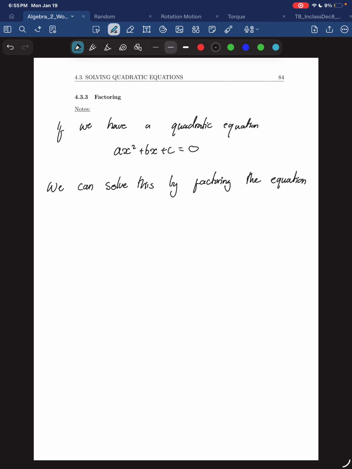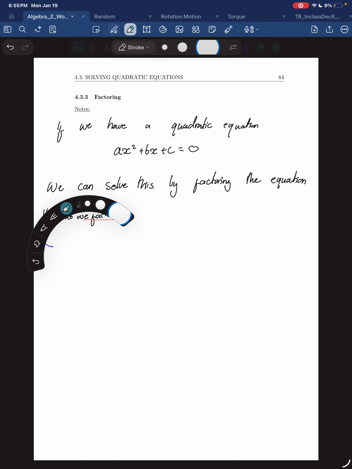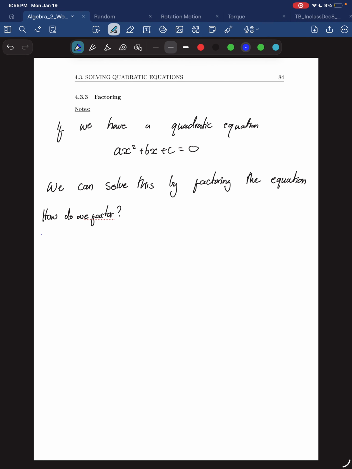Now, I guess you might want to ask the question: how do we factor? Well, how do we factor? It's really all baked up in this sentence. It's one sentence that tells you how to factor.